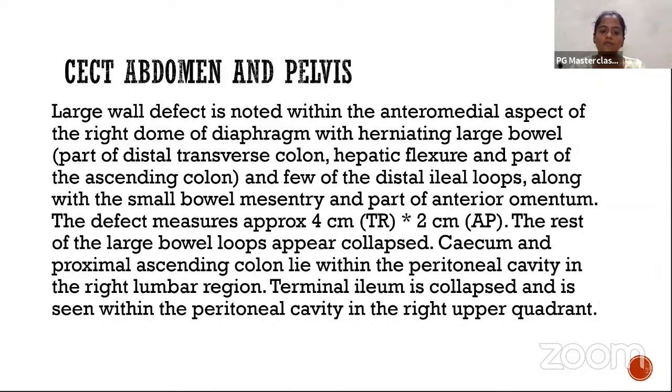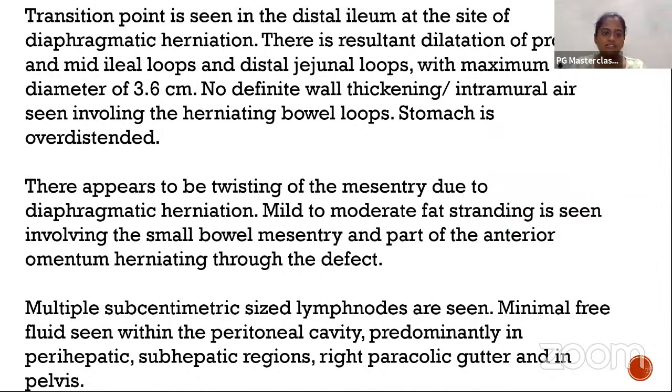The rest of the large bowel loops appear collapsed. Cecum and proximal ascending colon lie within the peritoneal cavity in the right lumbar region. Terminal ileum was collapsed and was seen within the peritoneal cavity in the right upper quadrant. Transition point was seen in the distal ileum at the site of diaphragmatic herniation. There is resultant dilatation of proximal and mid-ileal loops and distal jejunal loops with maximum diameter of 3.6 centimeters. No definite wall thickening was seen involving the herniating bowel loops, and stomach was over-distended.